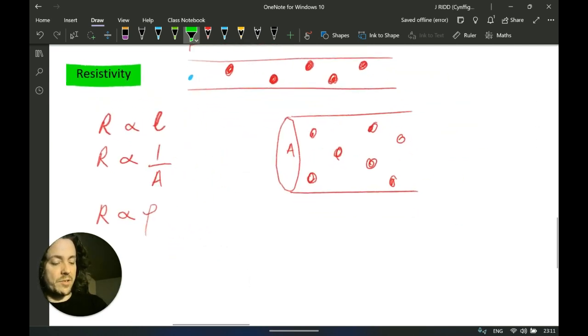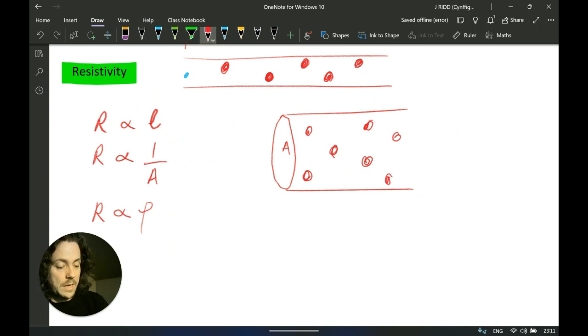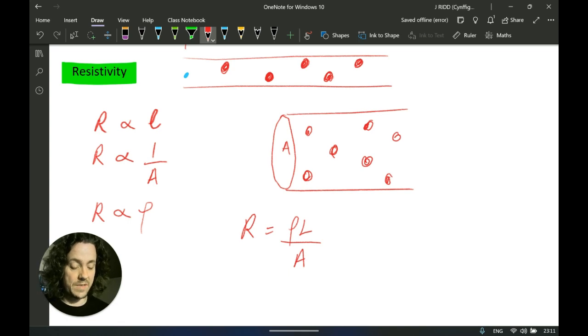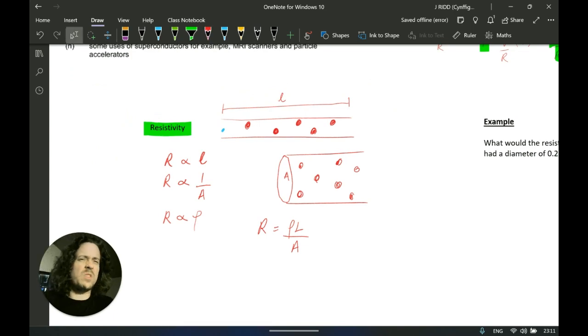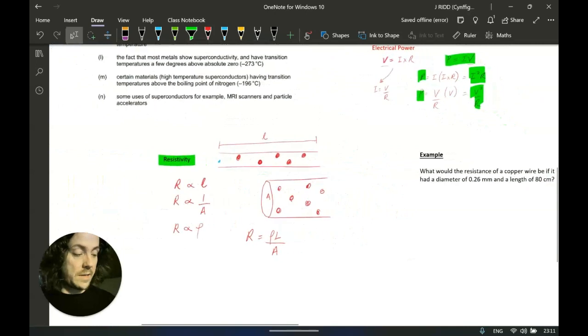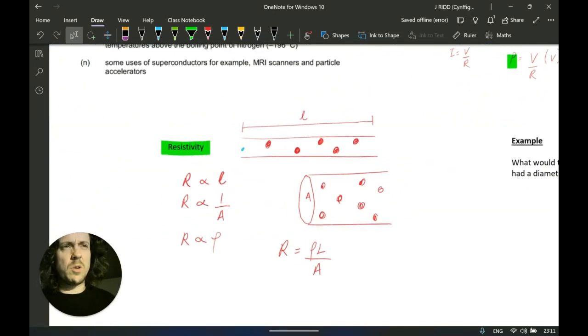So we can put all that together into an equation, and it comes out as R is equal to rho times L all over A. And that is our resistivity equation. The resistivity varies from material to material. You want a low resistivity if you want something to be very conductive. But conversely, the opposite for something which you want to have quite a high resistance.